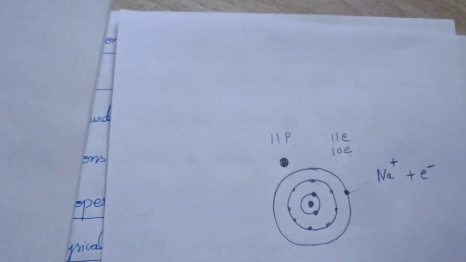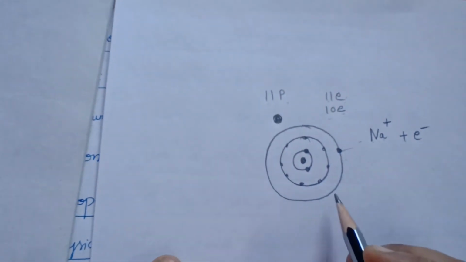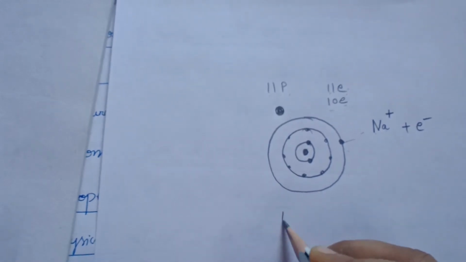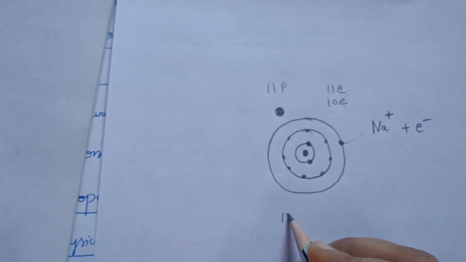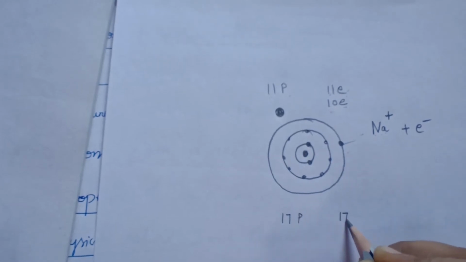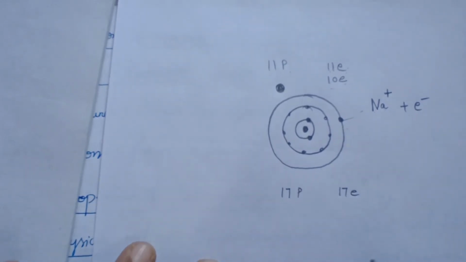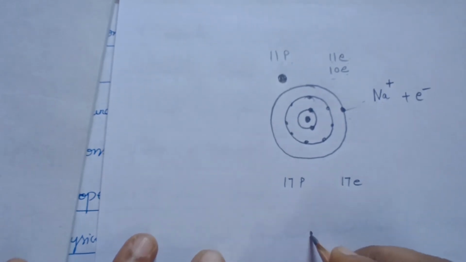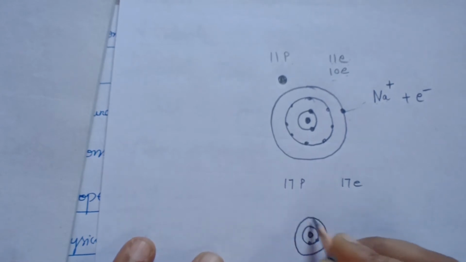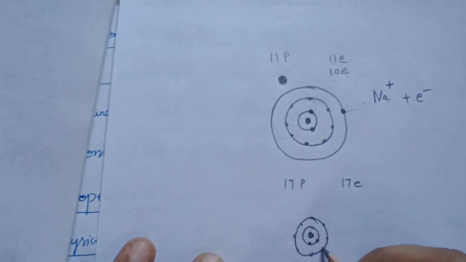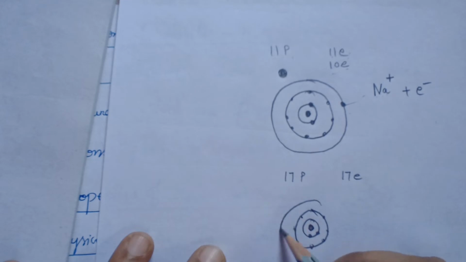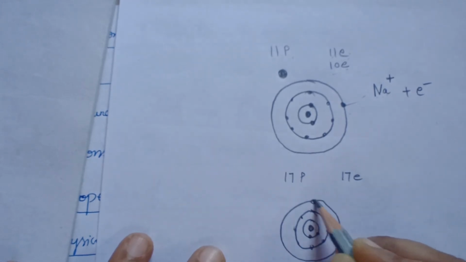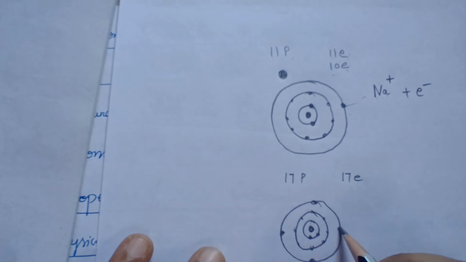Clear on this? Likewise, chlorine. For chlorine, the atomic number is 17, right? 17 protons are there, 17 electrons will be there. So 2 electrons, the first shell is completed; the second shell, 1, 2, 3, 4, 5, 6, 7, 8, is completed. Again 7 is there: 1, 2, 3, 4, 5, 6, 7.